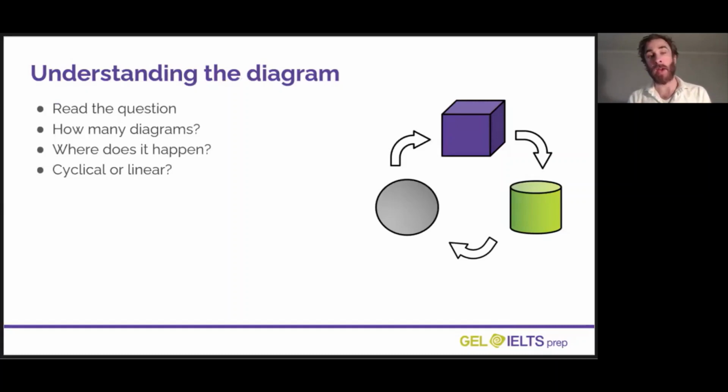We also need to think about whether the process is a cyclical one or a linear one. So a cyclical process repeats itself, and a linear process has a clear start and finish. For example, look at the diagram on your screen. Do you think this is a cyclical process or a linear process? Look at the question below the video and choose the correct option, cyclical or linear.